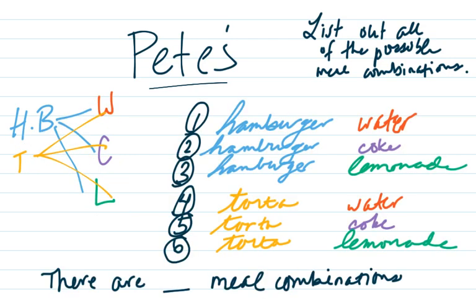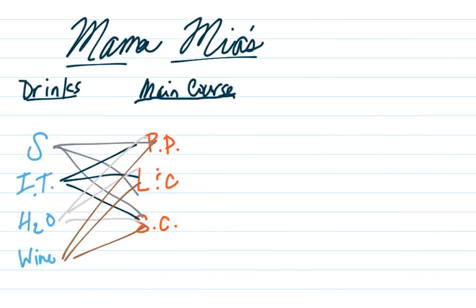And so when we list all of these out, hamburger with water, hamburger with Coke, hamburger with lemonade, torta with water, torta with Coke, torta with lemonade, there are 6 meal combinations when we add those all up or count them all up. Okay, so let's look at another example.